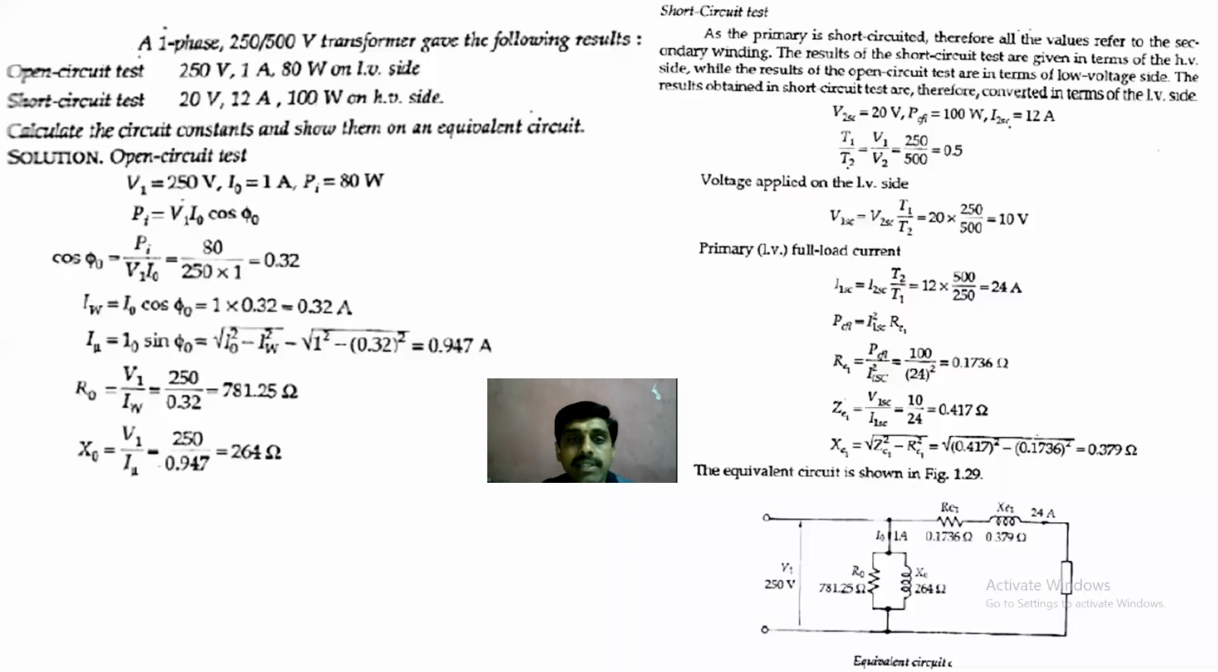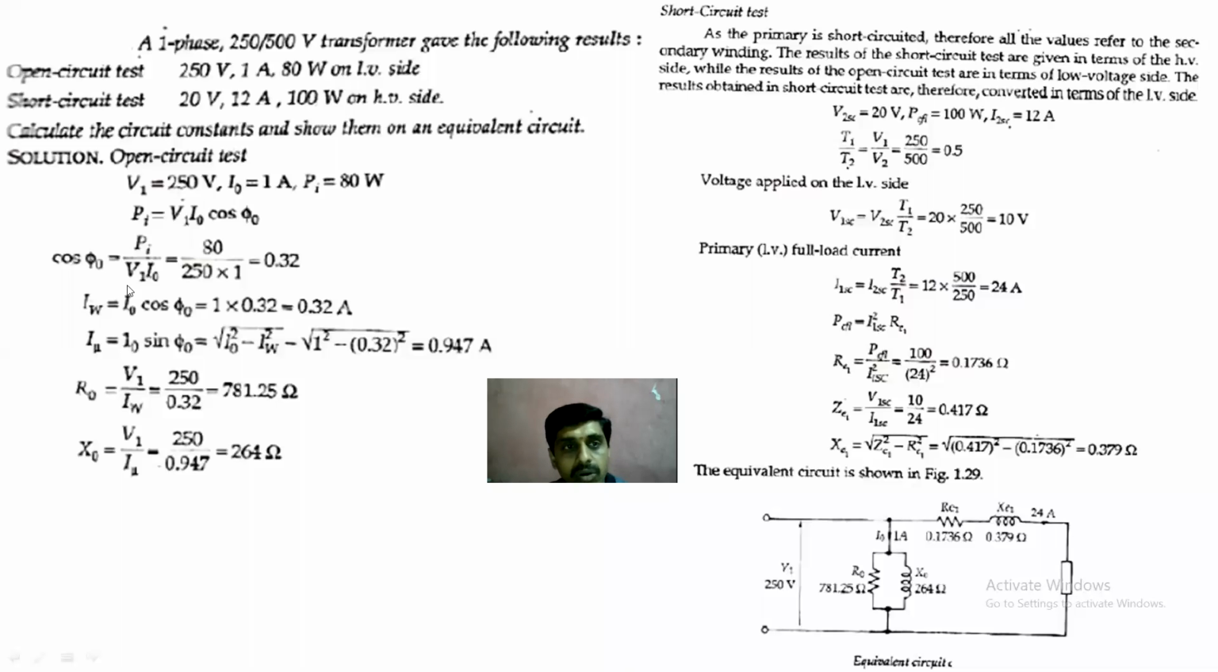So you know the OCSC test. The results are the equivalent circuit parameters you can calculate, efficiency you can calculate, and regulation you can calculate. These are the outcomes of the OCSC test. So using that, the IW and I0 formulas, you will get IW is equal to I0 cos phi 0, IMU is equal to I0 sin phi 0.